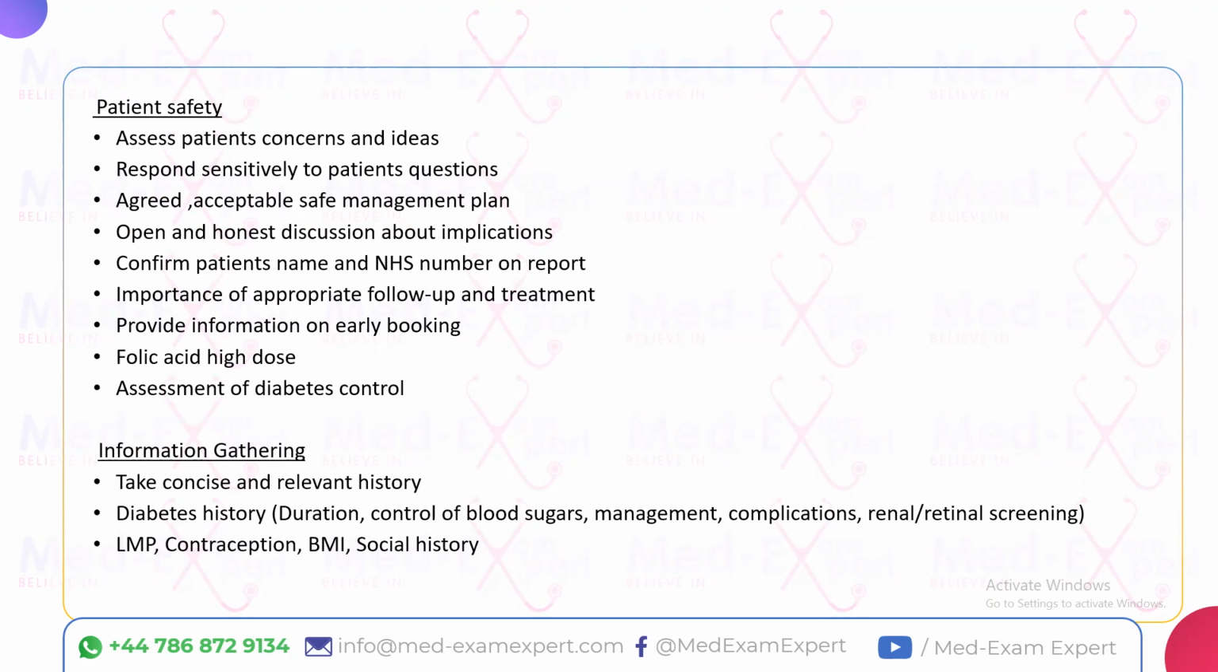You need to confirm the patient's name and NHS number on the report. Advise the patient on the importance of appropriate follow-up and treatment. Provide information on early booking. We have to do it in all the preconception clinics. At the end, save some time to say that once you do get pregnant, go to your GP to have you booked in the antenatal clinic, so that we can see you from the very beginning. Then folic acid high dose and the assessment of diabetes control.